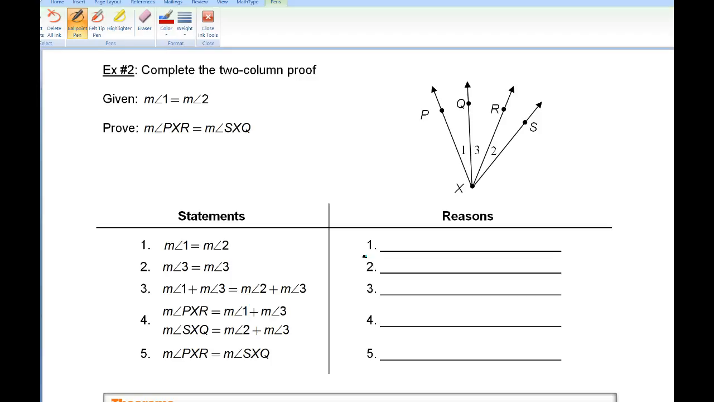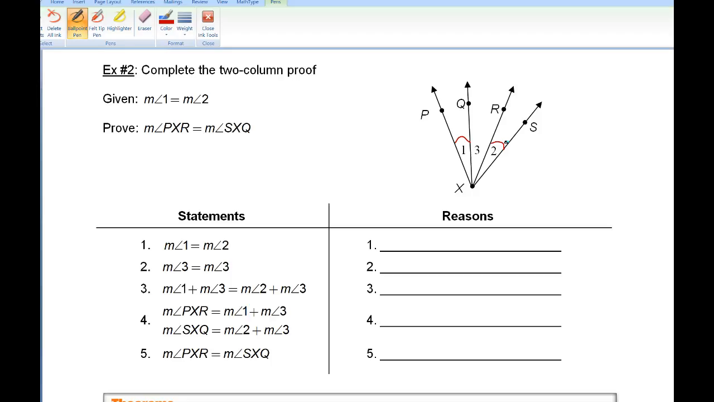So take a look at first, what are we given? What are we going to prove? We have the statement, so we're going to have to come up with the reasons. The first thing, I'm going to mark angle 1 and angle 2 are equal to each other. Okay, so these two are equal.